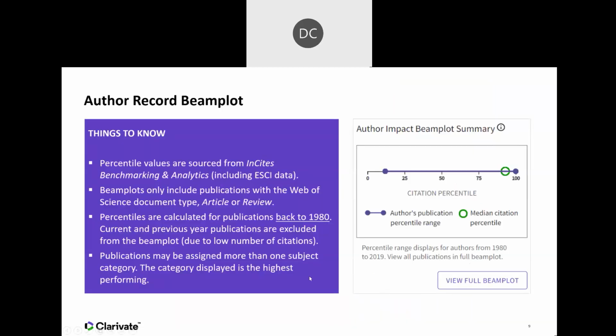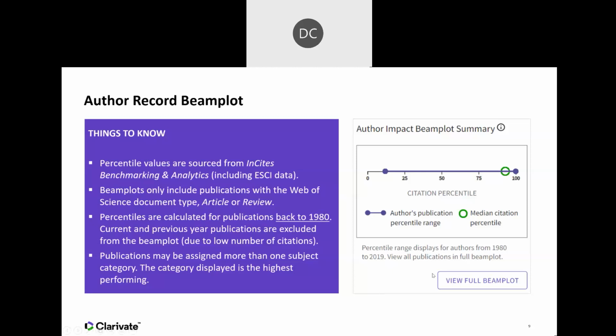A few things to take note of for the author record beam plot is that it includes ESCI data, but the publications that are included would be articles or reviews only, and the percentiles are calculated for publications back to 1980. So if there's any researcher that has publications before 1980, they will not be part of the author impact beam plot.